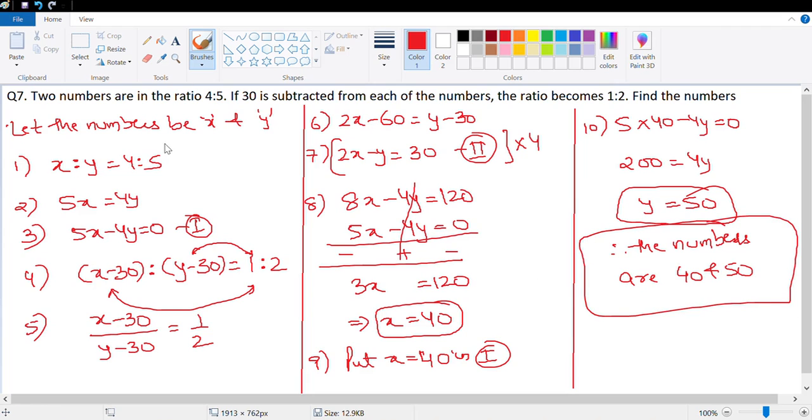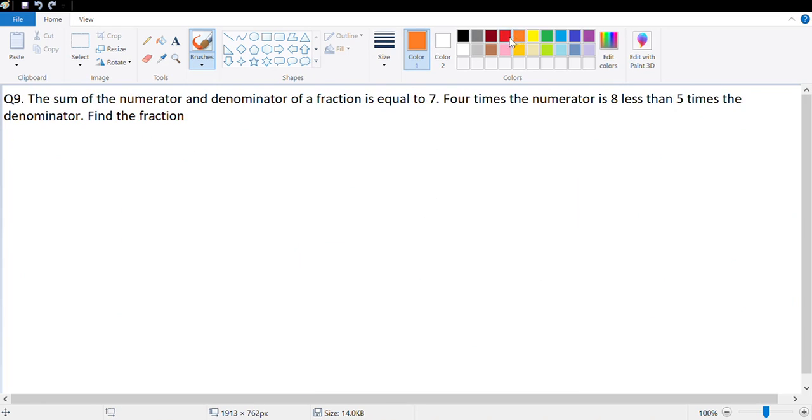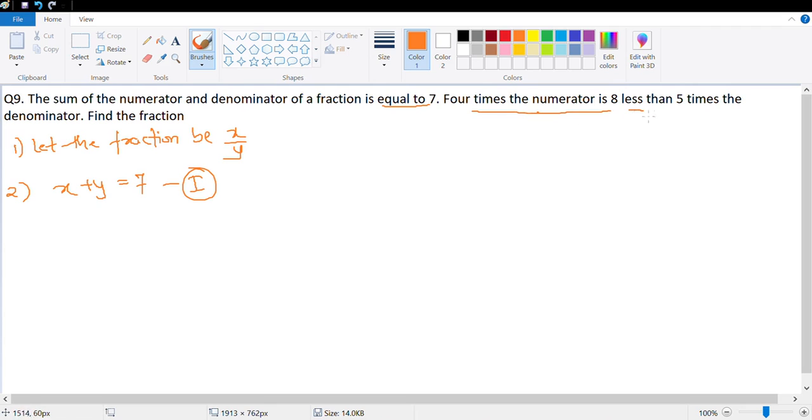The next homework question was question number 9. Question number 9 says the sum of numerator and denominator of a fraction is equal to 7. So let the fraction be x upon y. So it says the sum is 7. So x plus y is equal to 7. That's our first equation. 4 times the numerator is 8 less than 5 times the denominator, which means 5 into denominator minus 8.